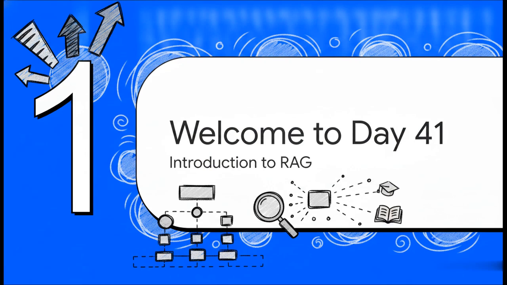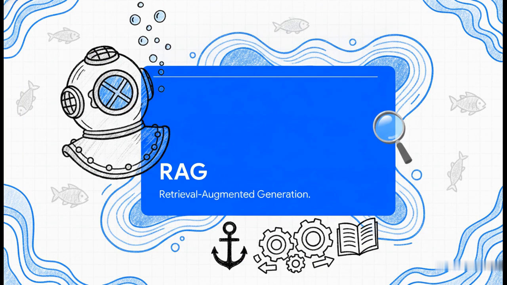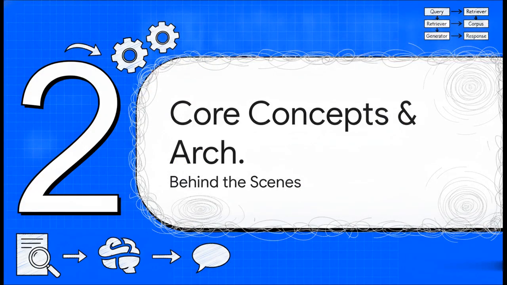Welcome to Day 41. So let's set our baseline. What exactly is Retrieval-Augmented Generation? Well, think of RAG like giving an AI an open book test, right? Instead of the AI just relying on its static, pre-trained memory, which, let's be honest, can get outdated fast, RAG lets the AI actually retrieve relevant, up-to-the-minute facts from an external database before it generates an answer. It anchors the AI's response in verifiable truth, which is huge because it drastically reduces those crazy hallucinations we've all seen.